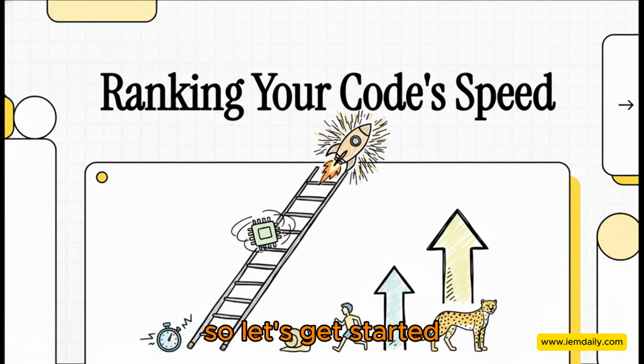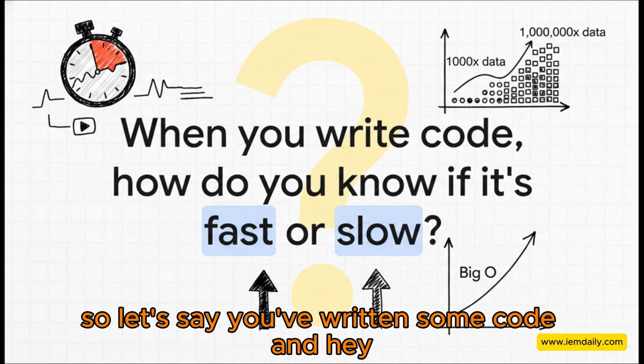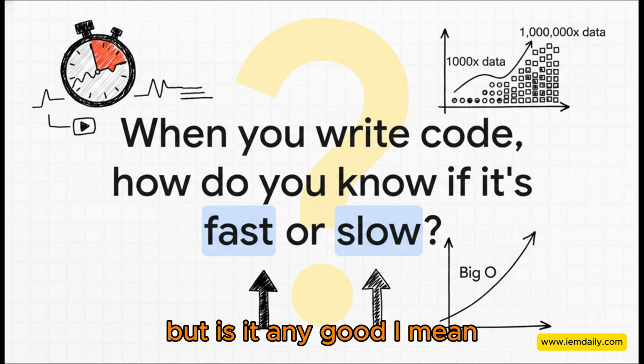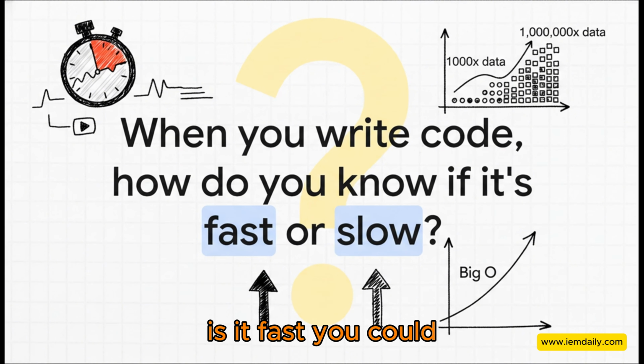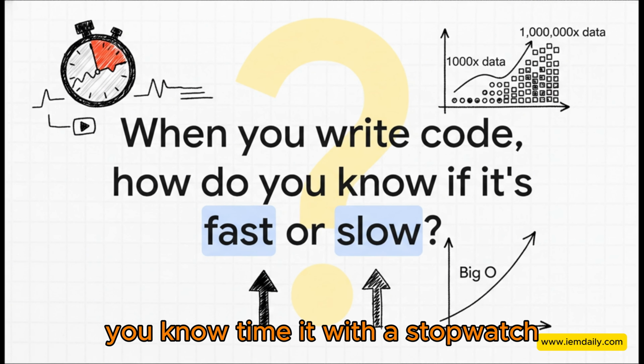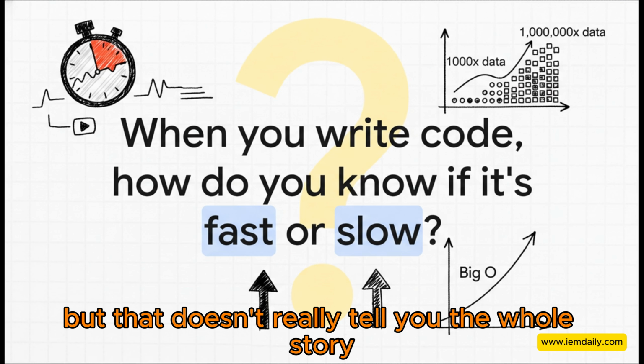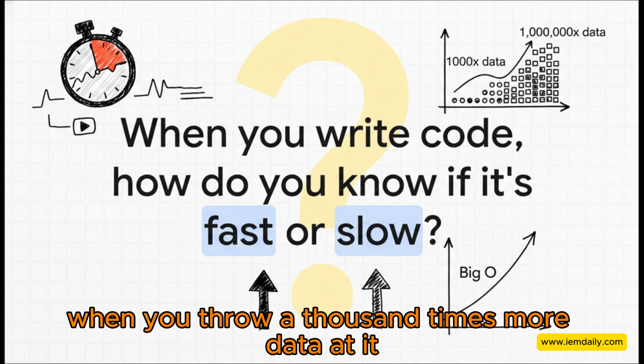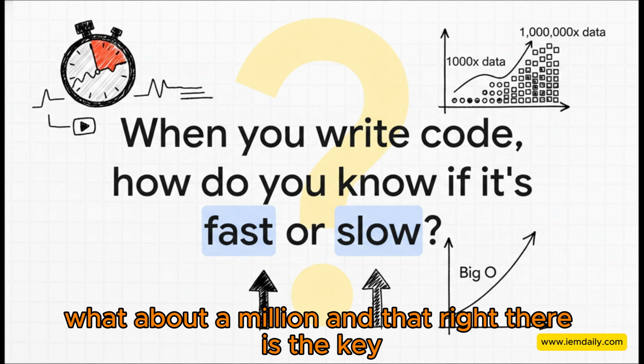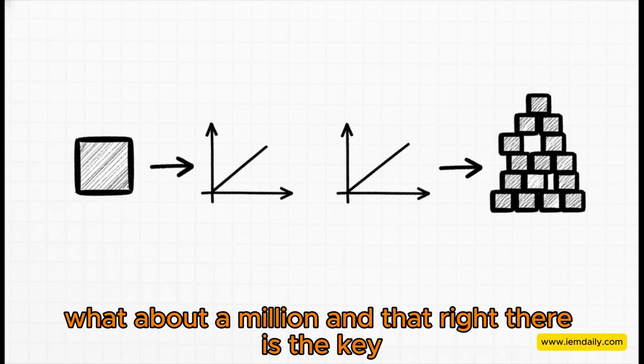So let's get started. Let's say you've written some code, and hey, it works. That's great. But is it any good? I mean, is it fast? You could time it with a stopwatch, but that doesn't really tell you the whole story. What happens when you throw 1,000 times more data at it? What about 1,000,000? And that right there is the key.